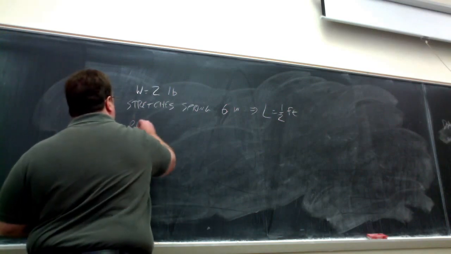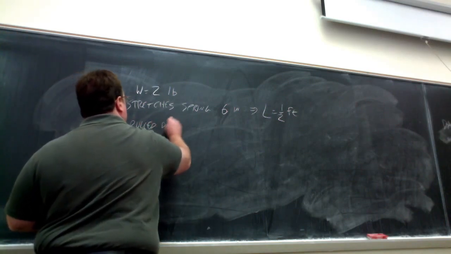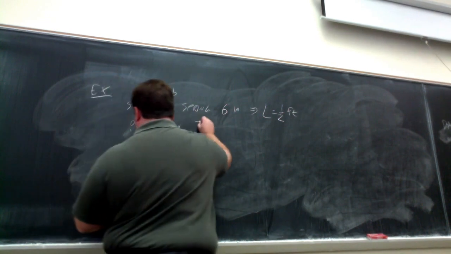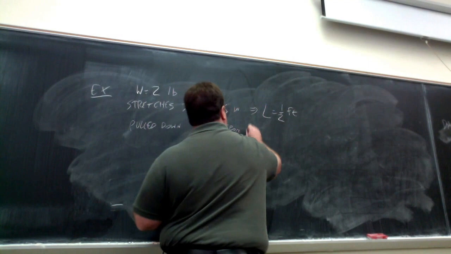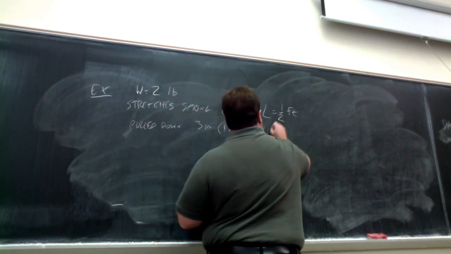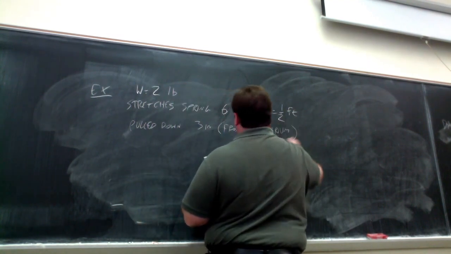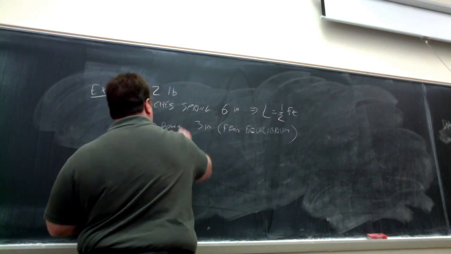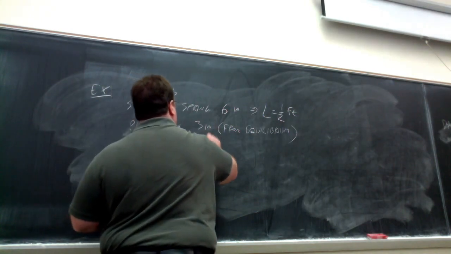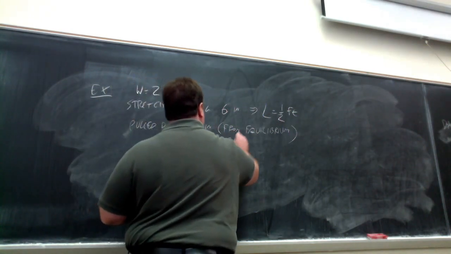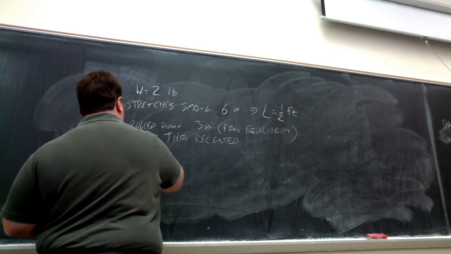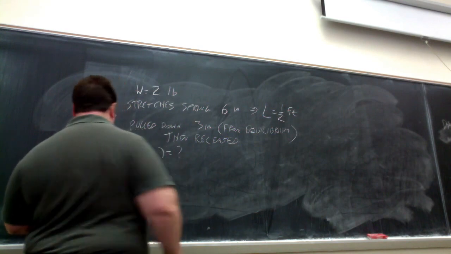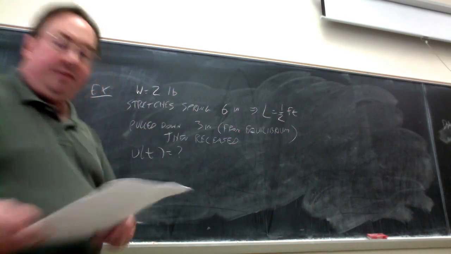Okay, so it's pulled down an extra 3 inches. So it starts at equilibrium, but you pull it down 3 inches more. And then it is released. This is where you consult your phrase book that I described earlier. So what is the displacement over time? What is u of t?